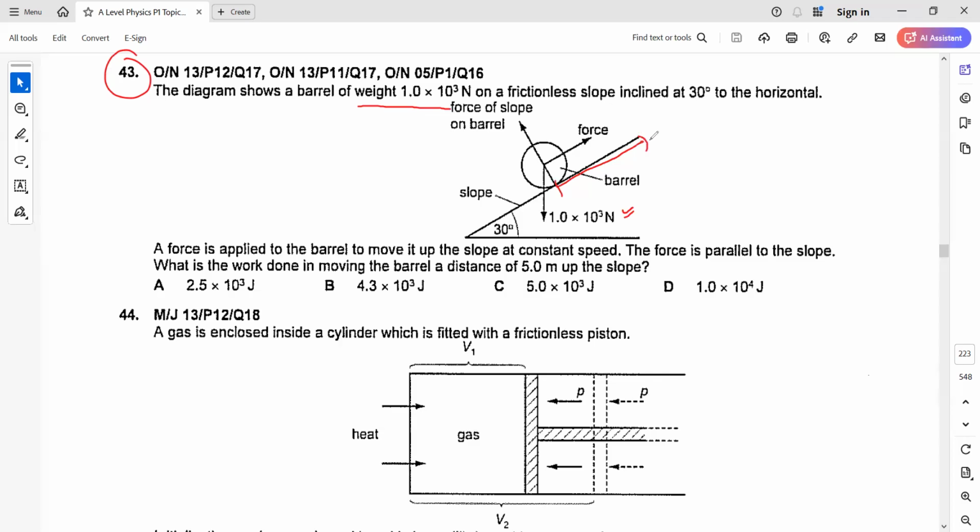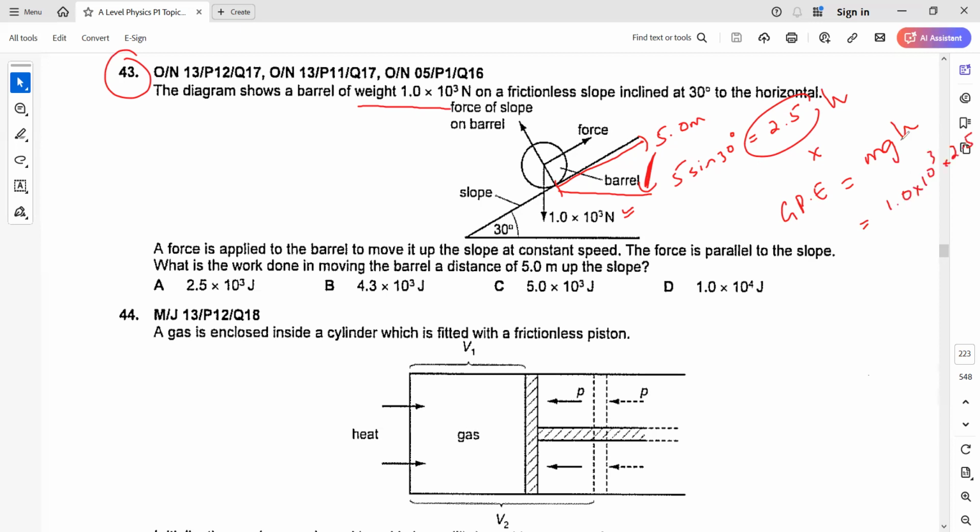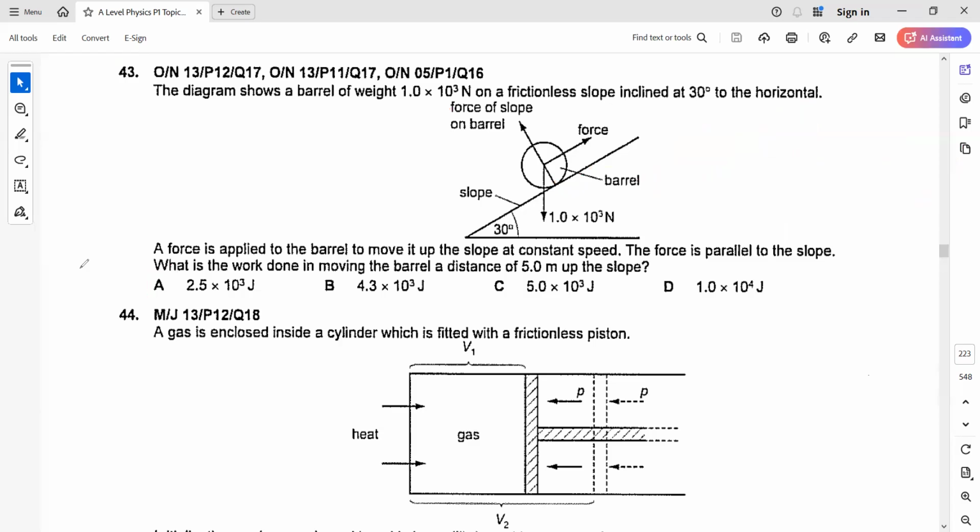We just did that sledge question, so it's going to be the same thing. If you find this out, that's going to be 5 sine 30, right? So that's 2.5, times 10 to the power 3. That's height. So work done would be equal to GPE. That's mgh. So instead of m and g, we have 1.0 times 10 to the power 3 and h is 2.5. So that's basically 1 times 2.5, that's 2.5 times 10 to the power 3. That's it. It only looked difficult, right? So do you guys get this? Is this understood?